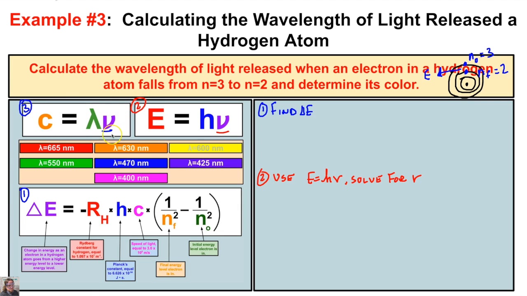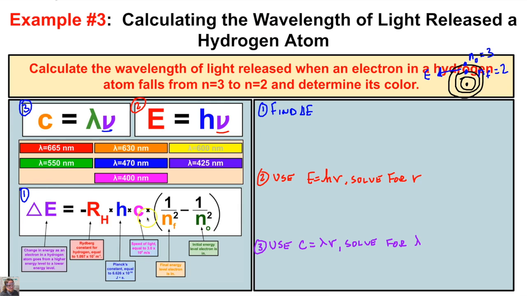C equals lambda times nu, and we can end up solving for lambda, which is the wavelength of light that's released. We can then look at our table right here and determine the color of light that is going to be released. So in our third step, we are going to use c equals lambda times nu, and we're going to end up solving for lambda. So let's first start with our first step.